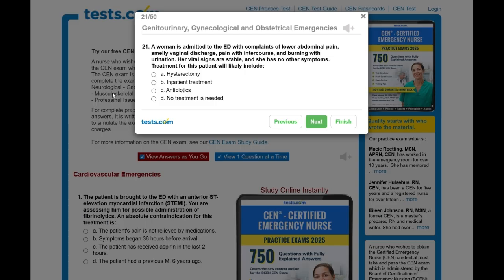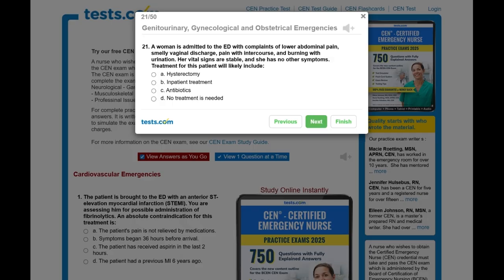Question 21. A woman is admitted to the ED with complaints of lower abdominal pain, smelly vaginal discharge, pain with intercourse, and burning with urination. Her vital signs are stable and she has no other symptoms.